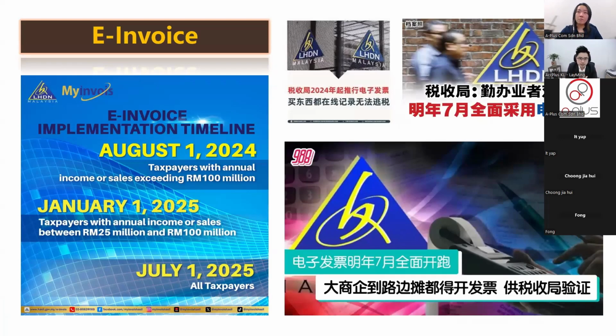As you may be aware, the e-invoice implementation timeline will start from this year, the 1st of August, for those companies that have annual income or sales of more than 100 million. Actually, you have to refer back to the annual sales in year 2022. If your annual sales is more than 100 million in 2022, then you have to start to implement the e-invoice from 1st of August 2024.